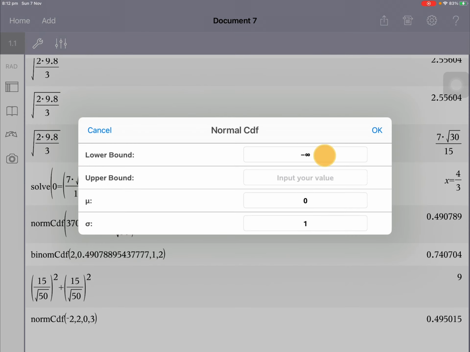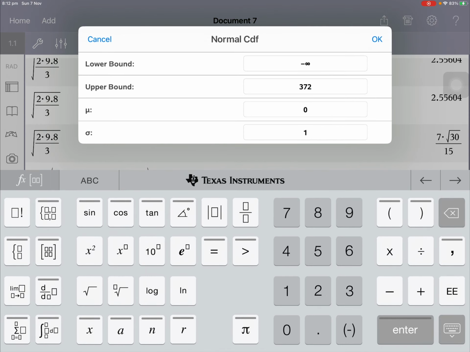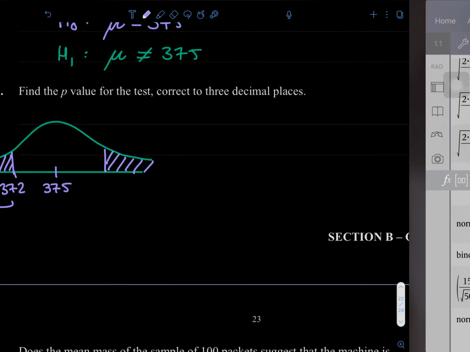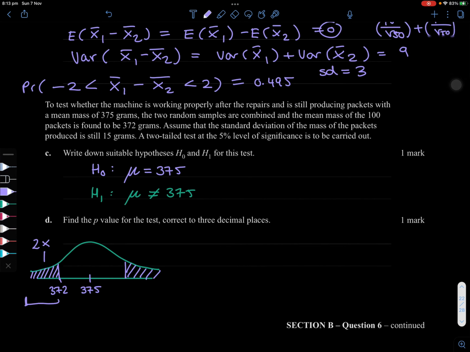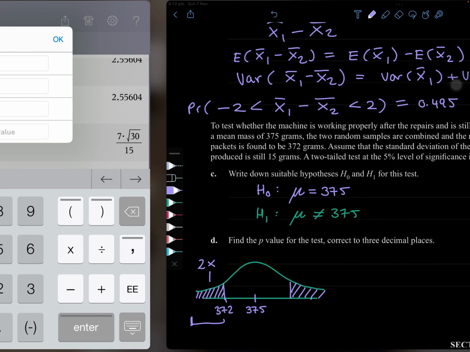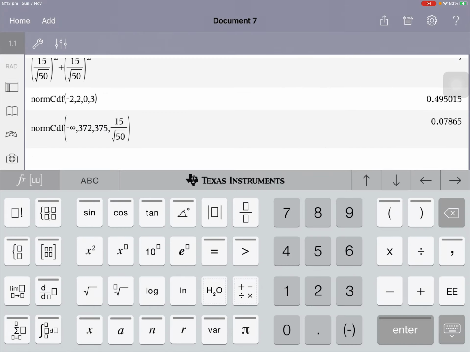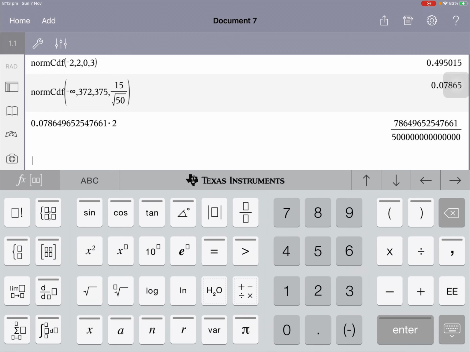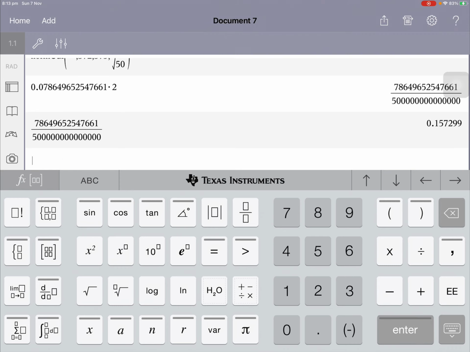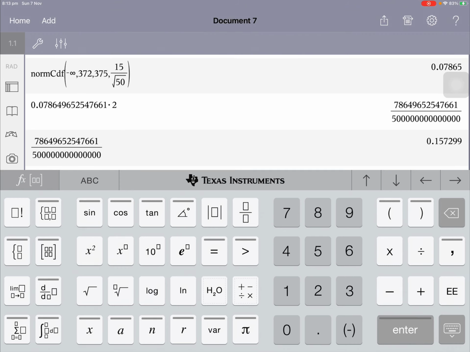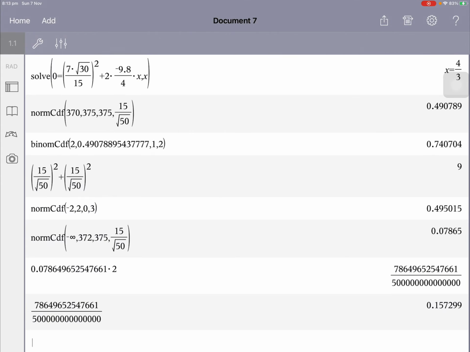This is going to be normal CDF. It's going to be from 372, negative infinity. Our mean is 375. And our standard deviation hasn't changed, right? It's 15 on root 50. I haven't stuffed anything up. Okay, so that's what it says our one-tailed thing would be, but we need to times it by 2 because, what is that? Paste, answer. That's what it says that is.